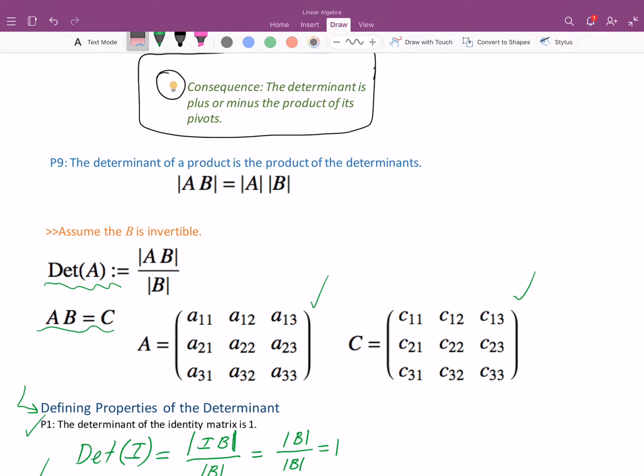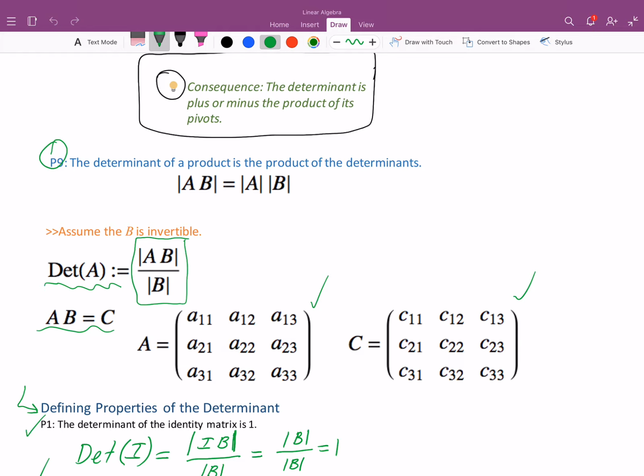In the last video, we started proving this property, property 9, which says that the determinant of a product is the product of the determinants. And the idea was to define a new function called determinant of A and define it as the determinant of the product AB over B for any invertible B. And to show that this is actually the same determinant function will give us the result.